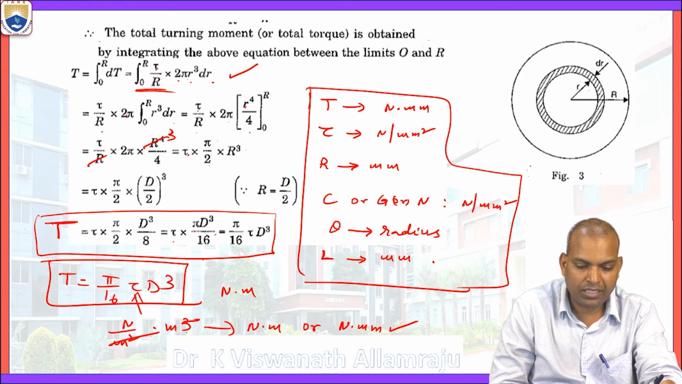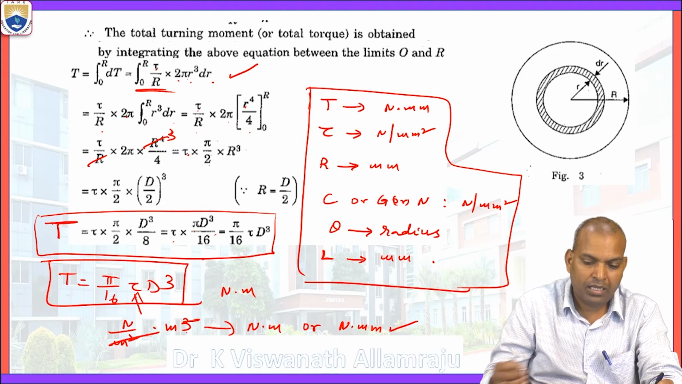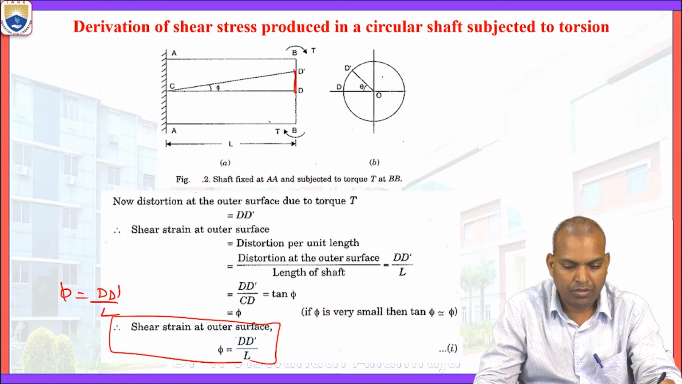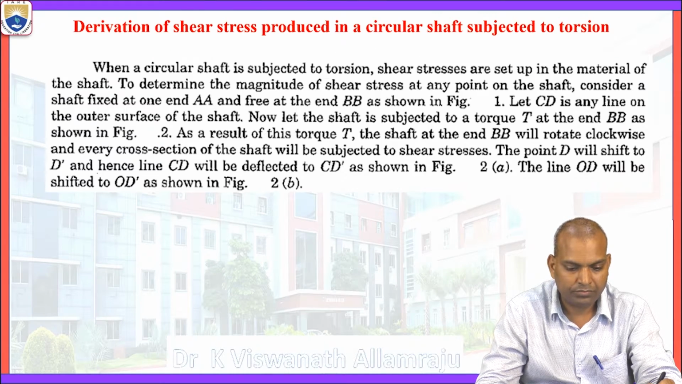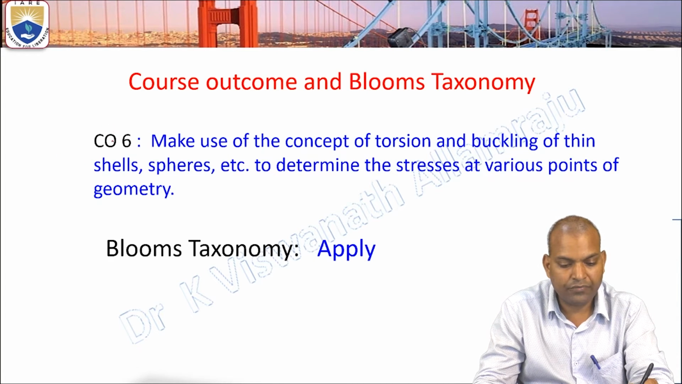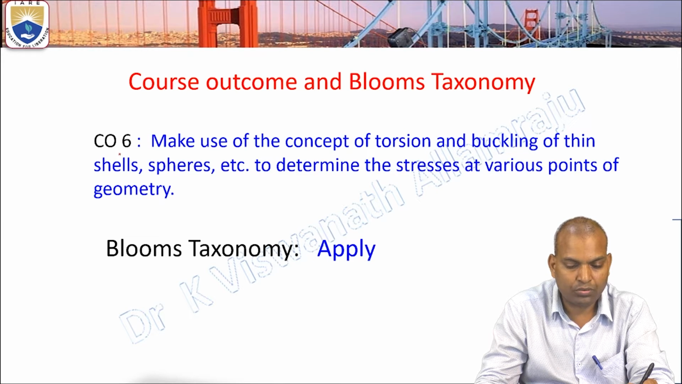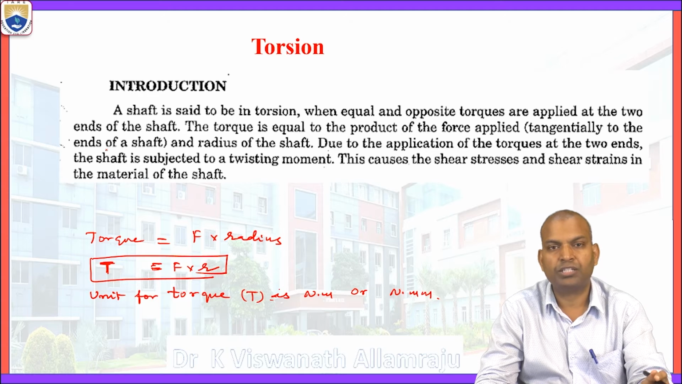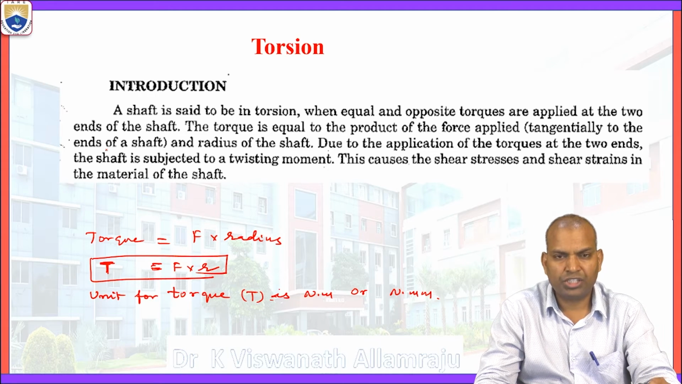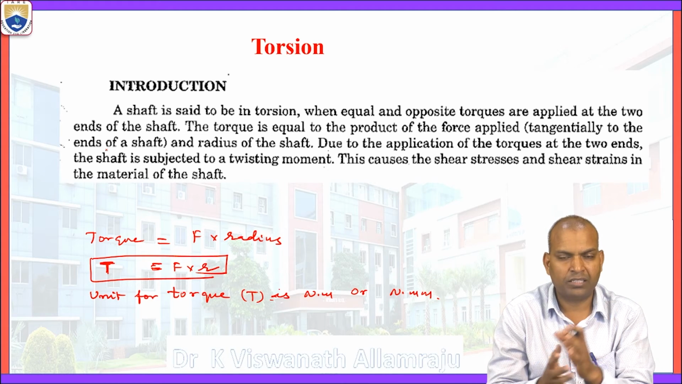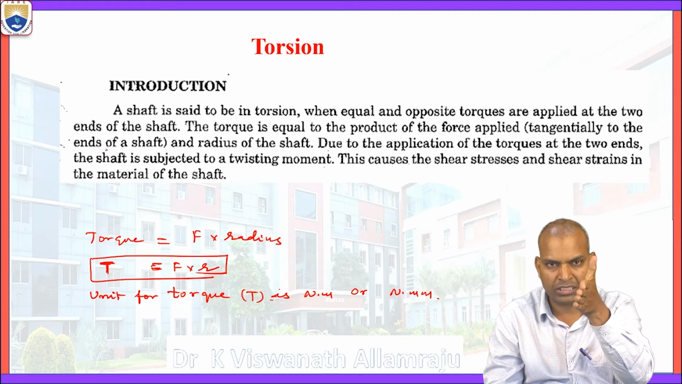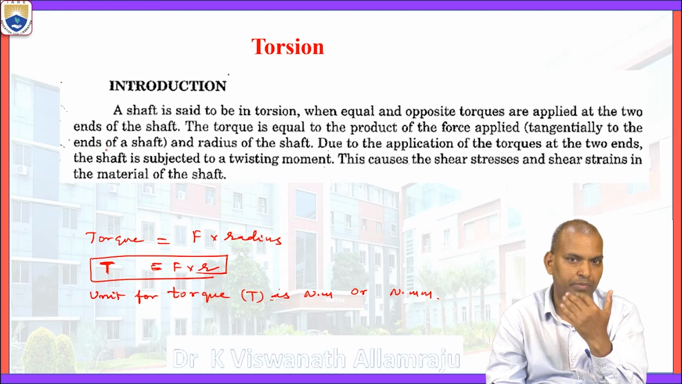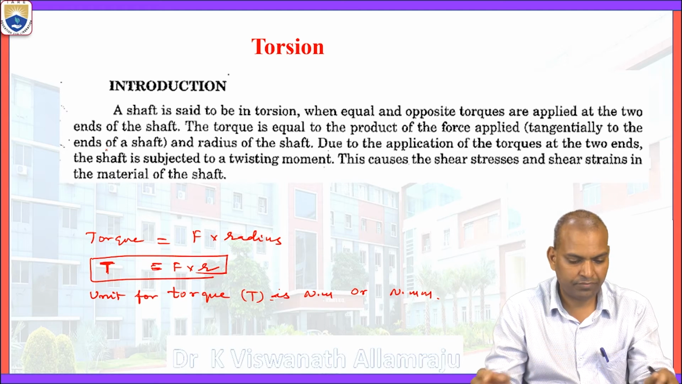Now these are the things we have done in this session. Let me summarize them. In this session, we covered torsion, how the torque is applied, an introduction to torsion. Shear stress can be generated in two ways. One is when the force is applied parallel to the cross section, shear stresses and shear strain will be developed. That's what we have learned here.